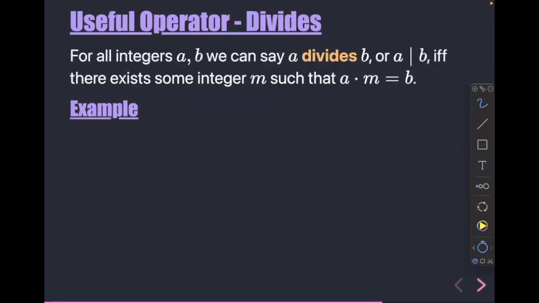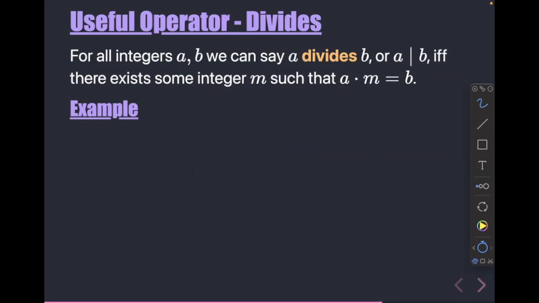So another operator that you'll often see when you're trying to prove things mathematically is this idea of something dividing something else. You often see it with this notation: if you have two numbers, A and B, you might say A divides B, or you'll see this A bar B, and that's a common way to denote that something divides something. Basically all that means is that there exists some number such that if you multiplied A by that number, you would get B.